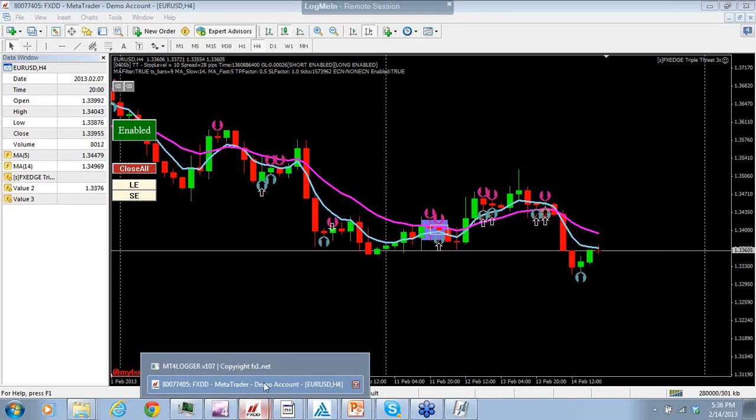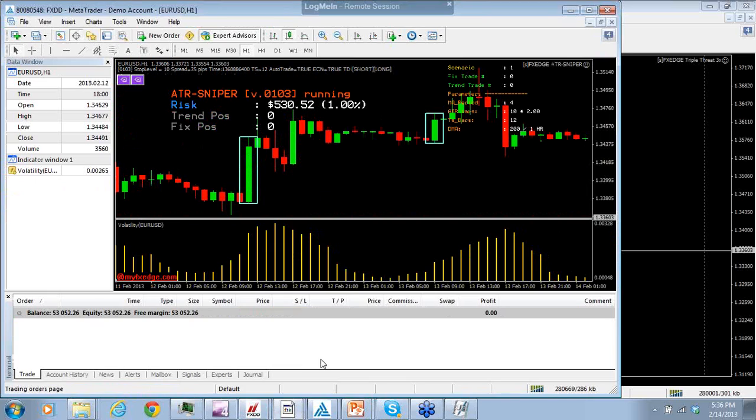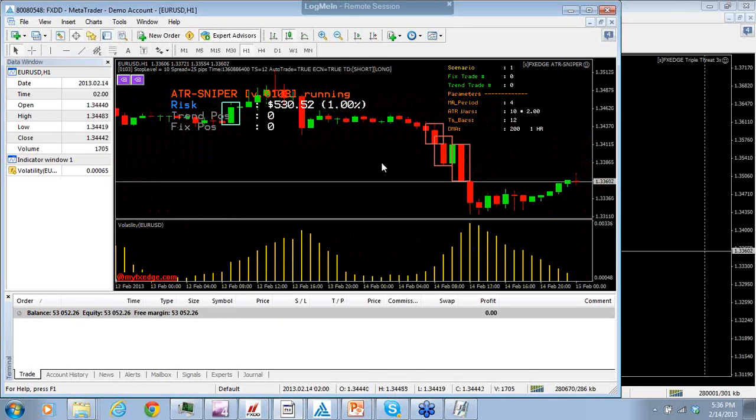On the other side, guys, is our ATR sniper. Oh no, ATR sniper just closed out for some reason. Yeah, it just closed out because of the trailing stop. You just saw it there. Basically, we were up about 1% the day before, yesterday we were up about 2%, and currently you can see that we've closed first. We're up 6% on the ATR sniper.